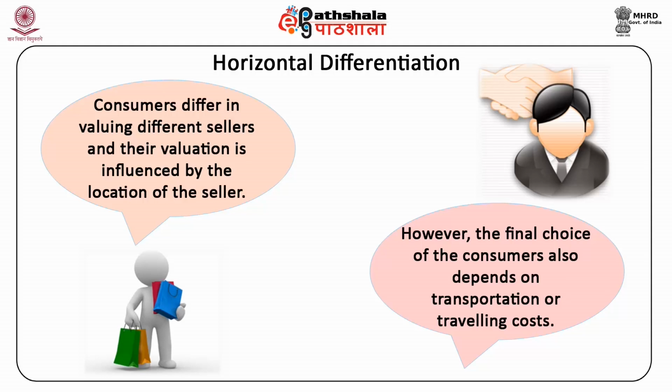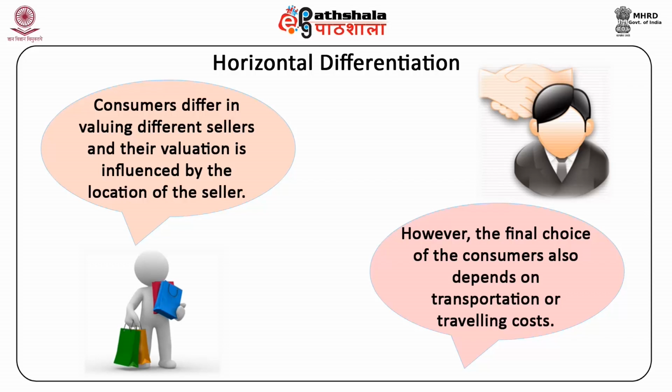However, the final choice of the consumers to buy something different from their optimal degree of sweetness will depend on the transportation or traveling cost. The example shows that in addition to location and transportation cost, product differentiation can also take place based on some other product characteristics. Such product differentiation leads to the major issue of how firms compete in prices.